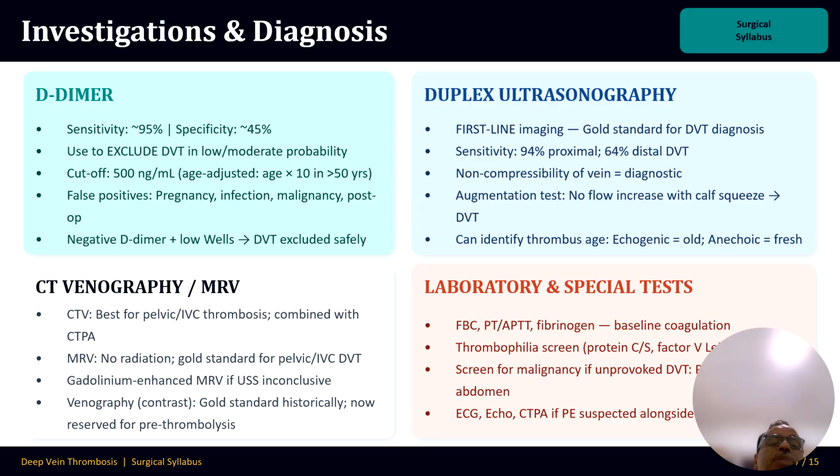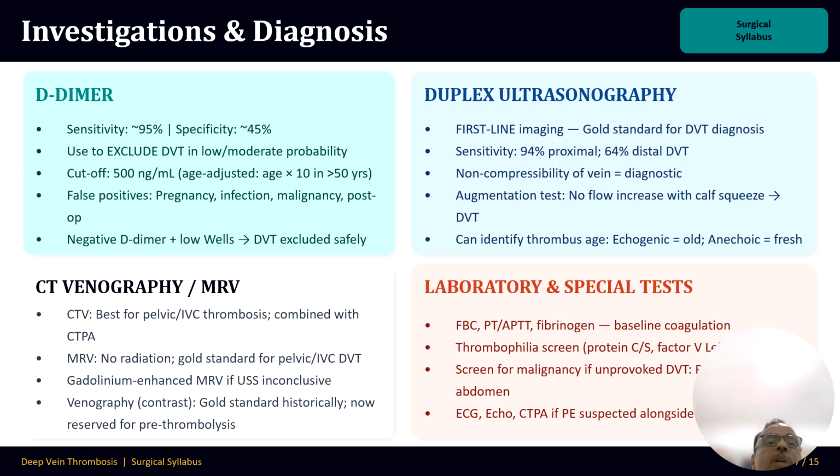Now, another important test which we do is a CT venography or a magnetic resonance venography, or MRV for short. CT venography is best done for pelvic or inferior vena cava thrombosis, which can be combined with a CT pulmonary angiogram, especially if you are suspecting pulmonary embolism. So the role of CT venography is best when you suspect pelvic or inferior vena cava thrombosis.